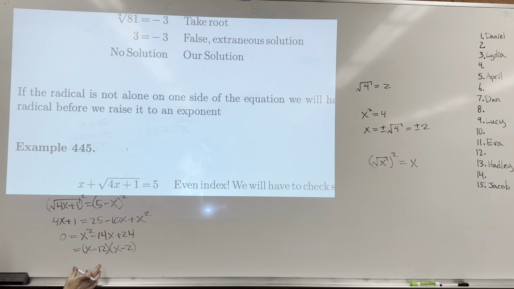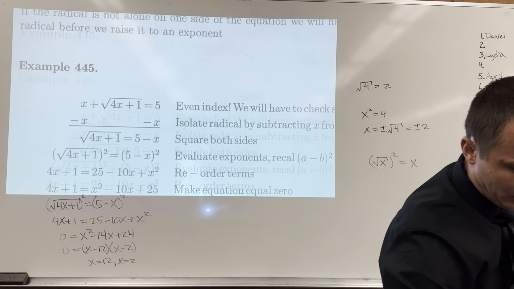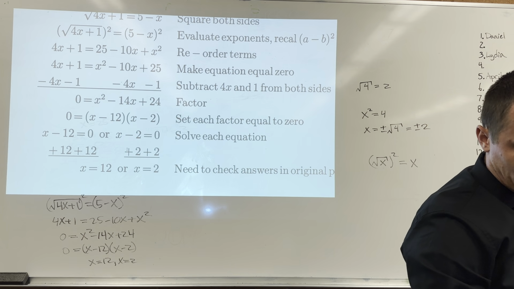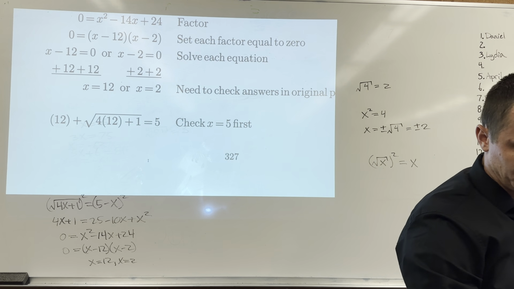And so what makes this equal to 0? When is this equal to 0? When x is 12. So x equals 12 is one solution. And when is this equal to 0? When x is 2. X equals 2 is another solution. So those are our two solutions. So x equals 12 or x equals 2. Surprise, surprise.